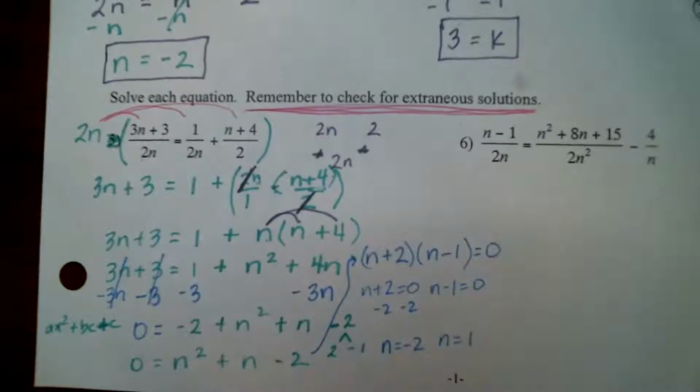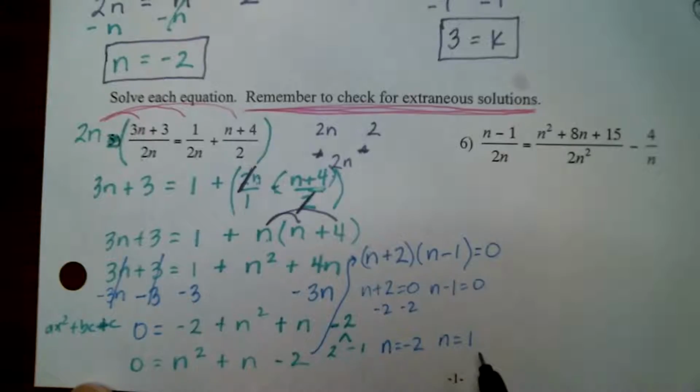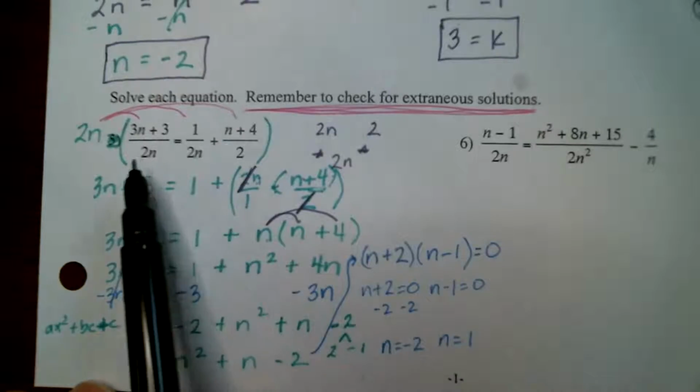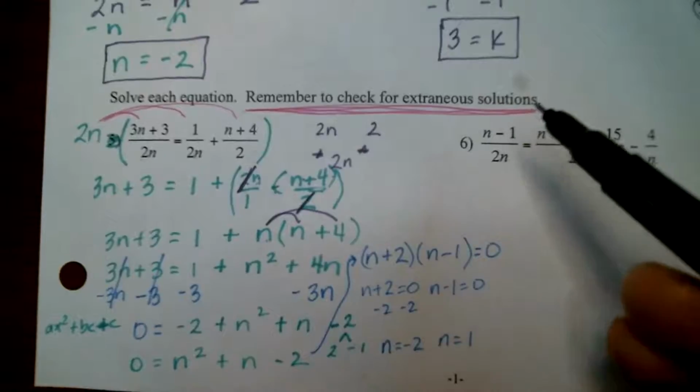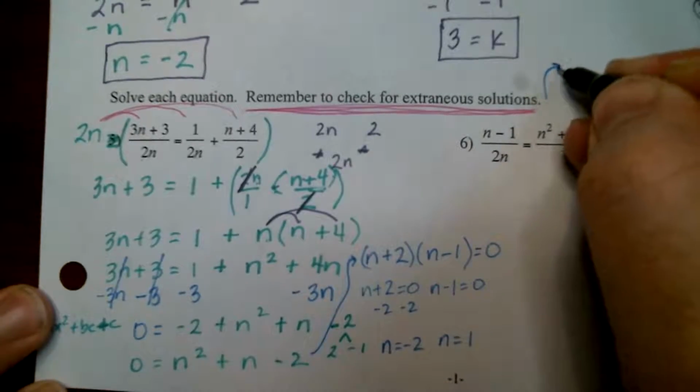Okay, so now these are my two answers. From here, we factored it and I got n equals -2 and n equals 1. These are our two answers here. But here is the thing with this whole extraneous solution. This is going to sound extremely confusing, but here's what an extraneous solution is. Define.